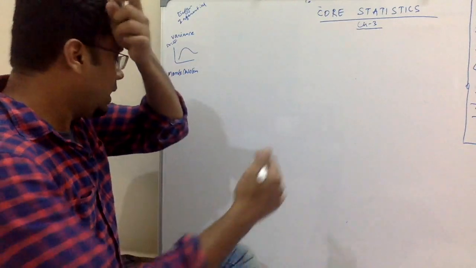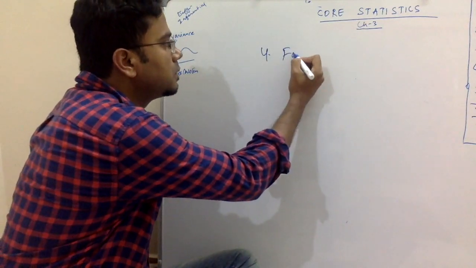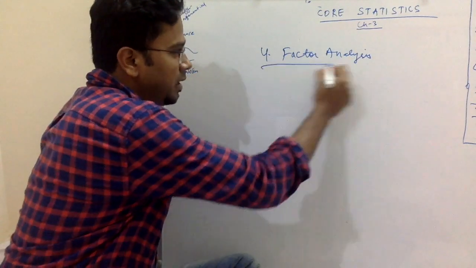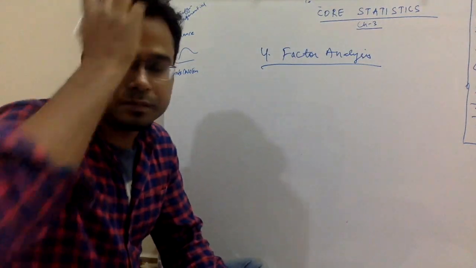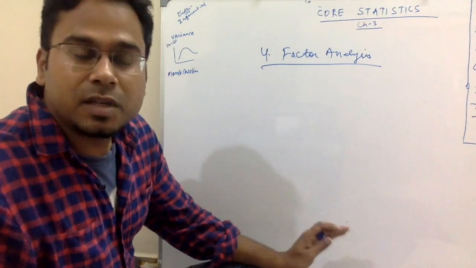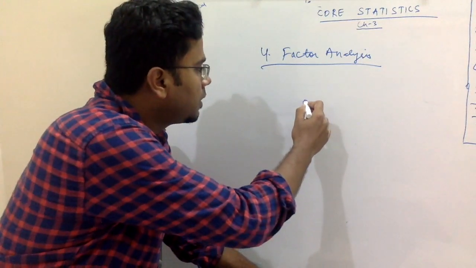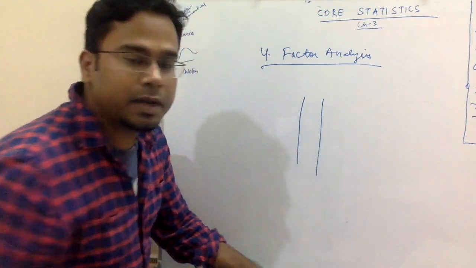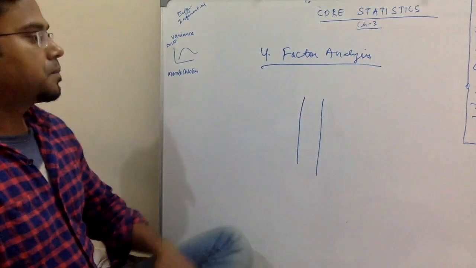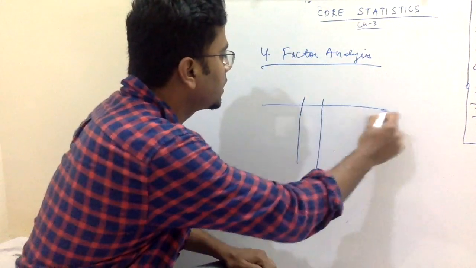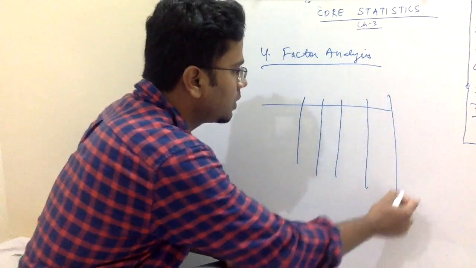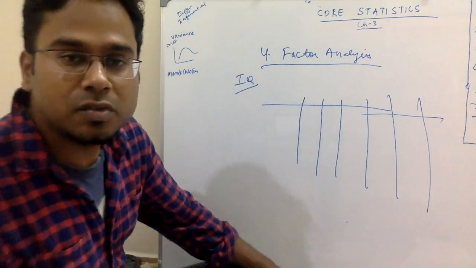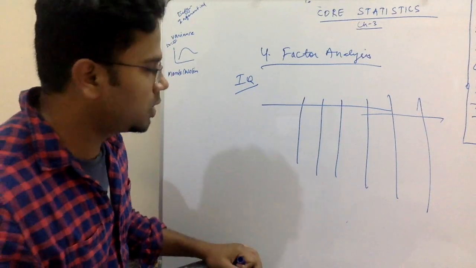Coming to factor analysis. This can be a little confusing, so listen carefully. I'll start with an example. Let's say you are trying to measure the intelligence of people. So you are trying to measure their IQ or something like that. You are a new researcher who wants to invent a new method of measuring IQ.